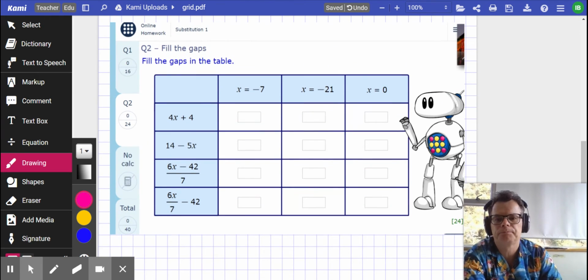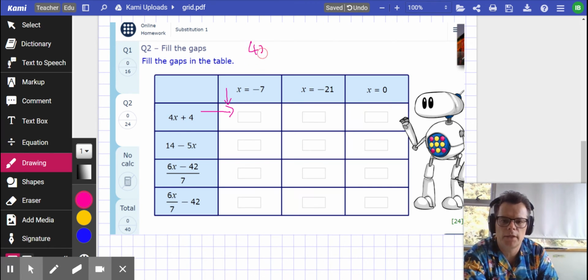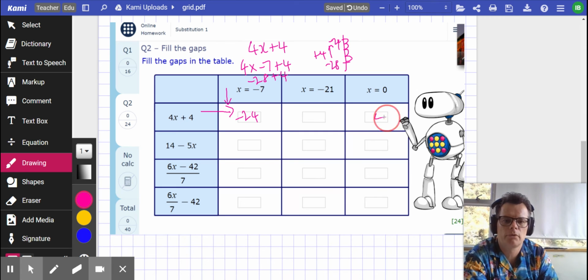Next question. What is the value of 4x plus 4 when x is negative 7? Okay, that's a bit trickier. So we read across there and down there, you see. So 4x plus 4 when x is negative 7 means 4 lots of negative 7, then add 4. 4 7s are 28. So 4 negative 7s are negative 28. And negative 28, add 4. Negative 27, negative 26, negative 25, negative 24 is the answer. Negative 24. When x is 0, 4 zeros are 0, plus 4 is 4.